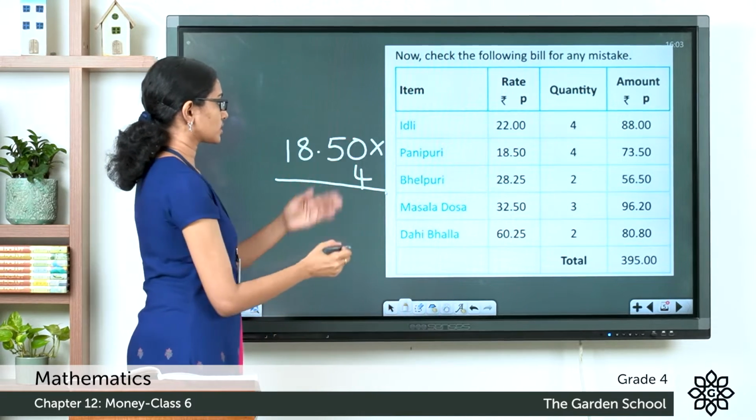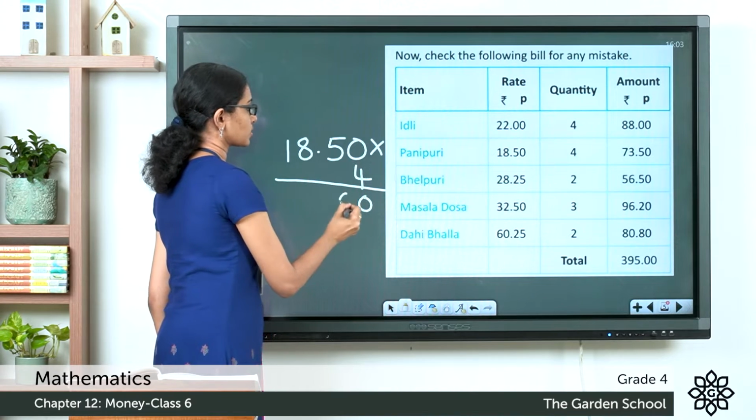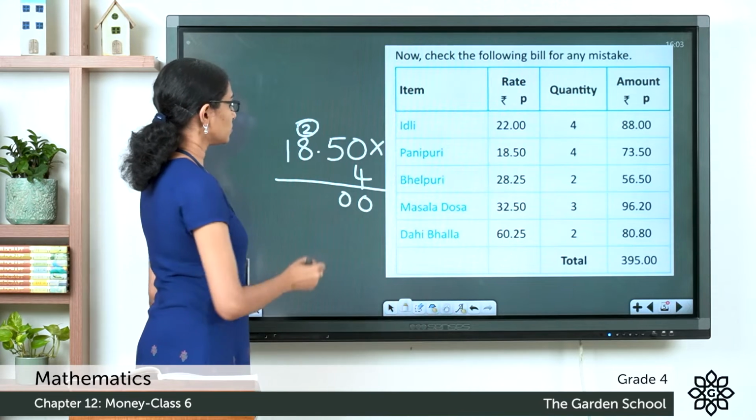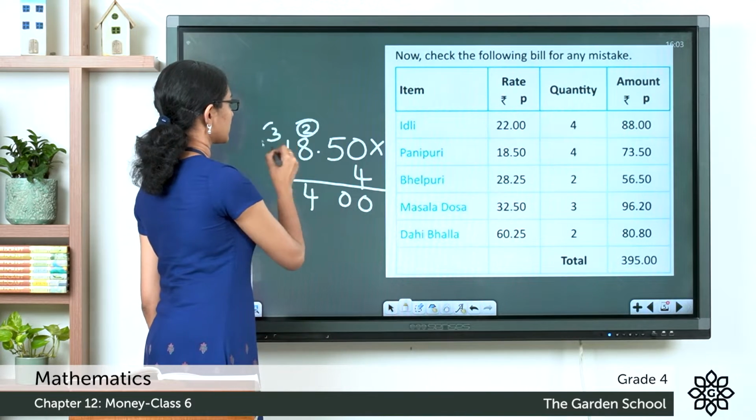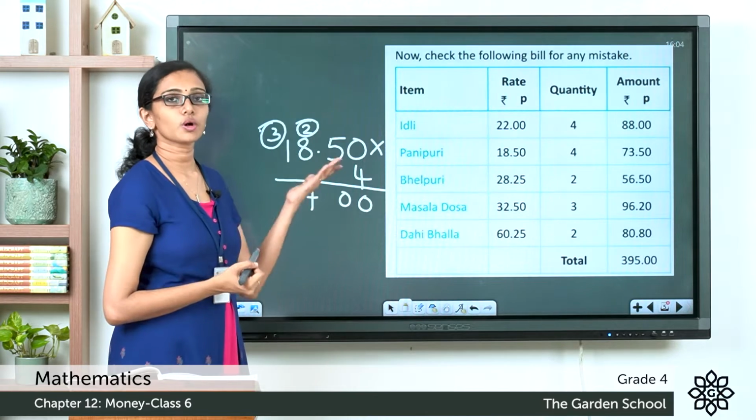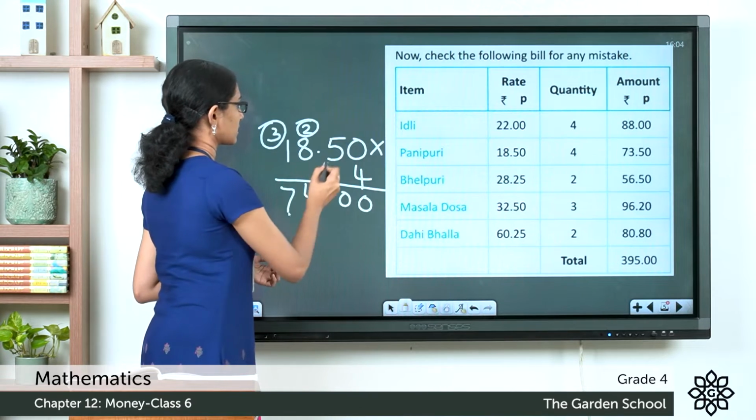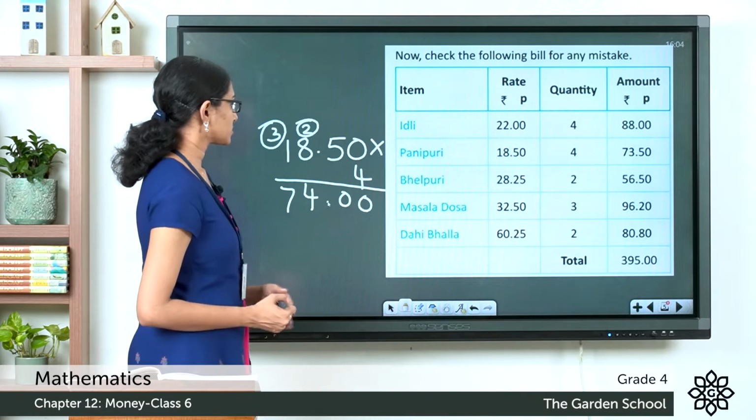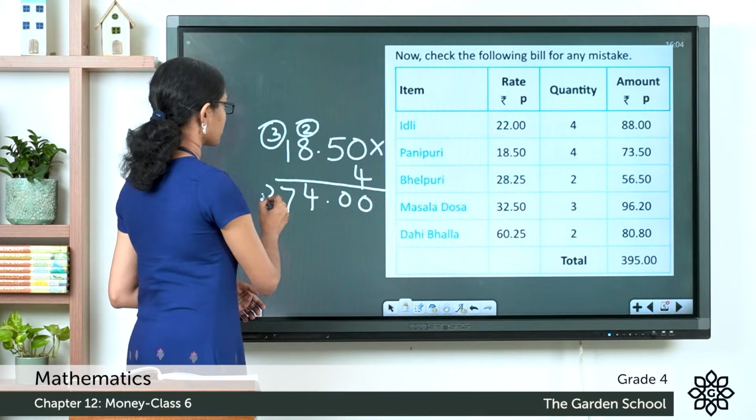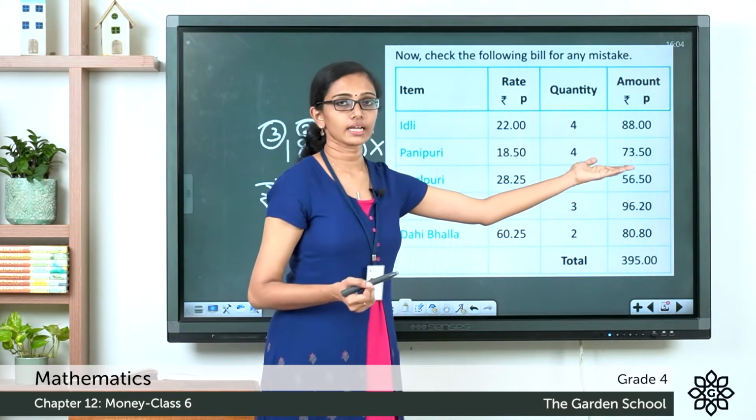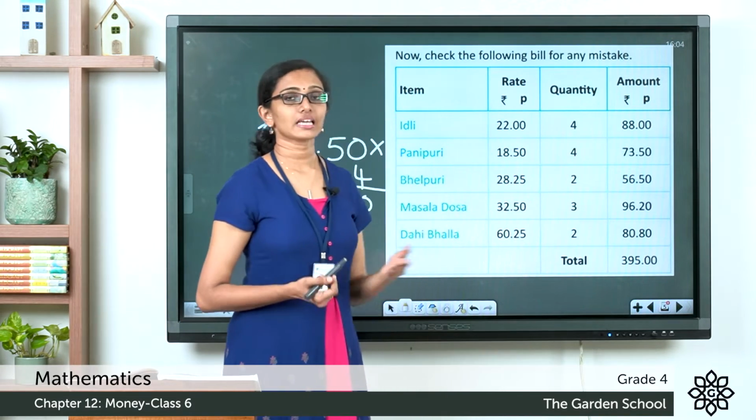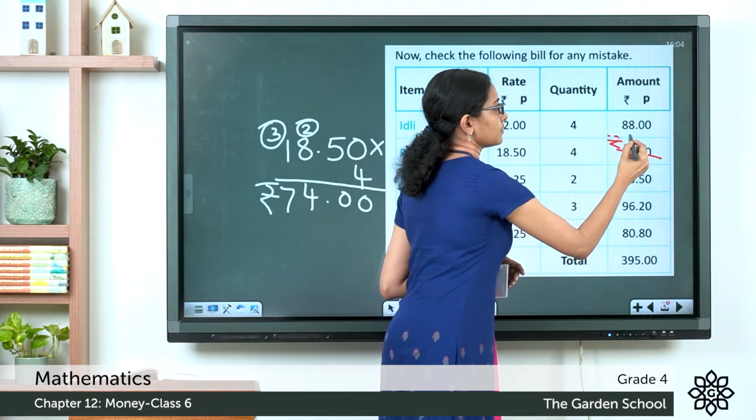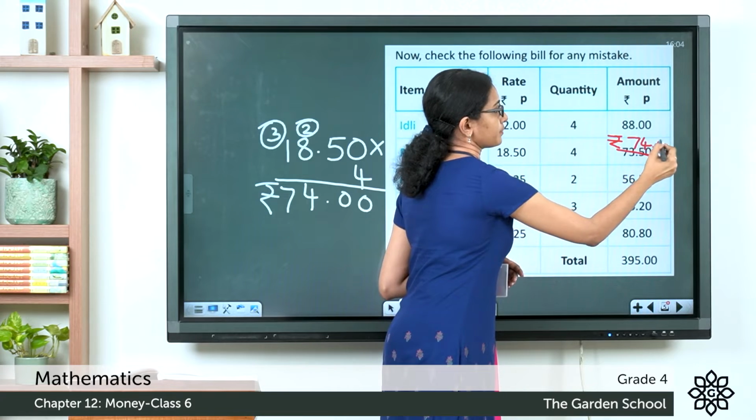So 4 zeros are 0, 4 5s are 20, you carry over 2 here, 8 4s are 32, plus 2, 34, you carry over 3 here, 4 1s are 4, 4 plus 3 equal to 7, and putting the dot after 2 places from the right, the cost is 74 rupee. So is the amount given here correct? No, the amount is given as incorrect. So the correct amount here is 74 rupee.